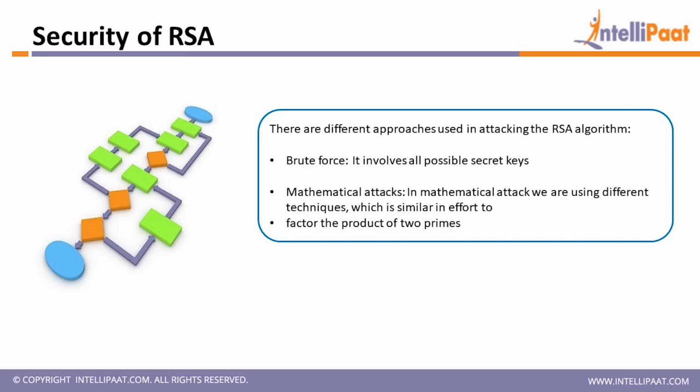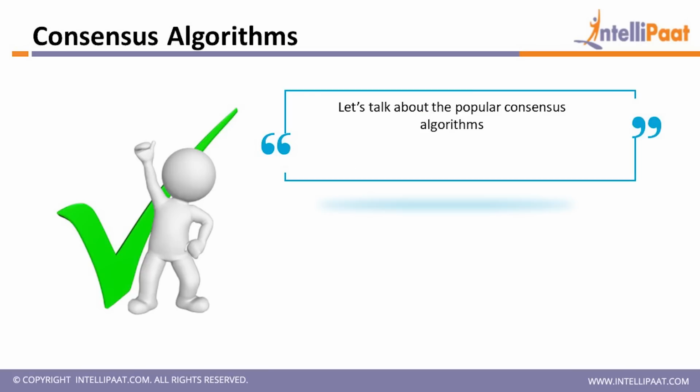There are different approaches used in attacking the RSA algorithm. Brute force involves trying all possible secret keys in order to decrypt the information encrypted by RSA. Mathematical attacks are also possible. In a mathematical attack, we use different techniques similar in effort to factoring the product of two primes. So these are the two approaches used for attacking the RSA algorithm in order to decrypt the information.